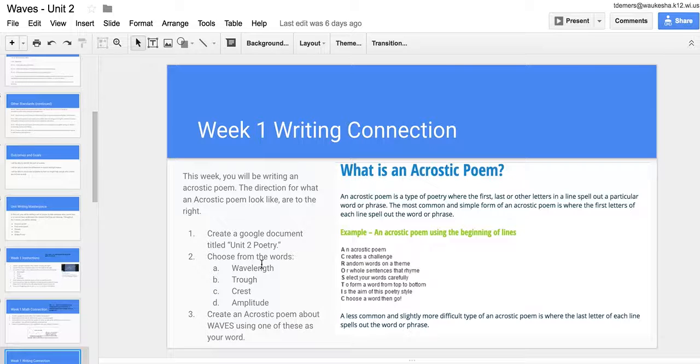So it doesn't have to be specific to wavelength, trough, crest, or amplitude, but you can write about waves in general. Make sure that you're thinking not just about water waves, but about all waves, the parts of the waves, what goes into a wave, and so on.